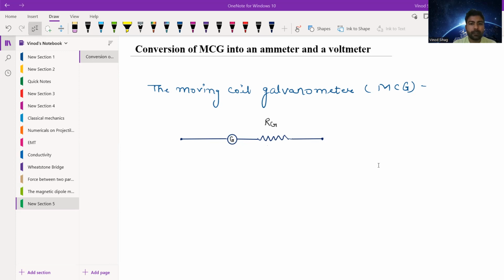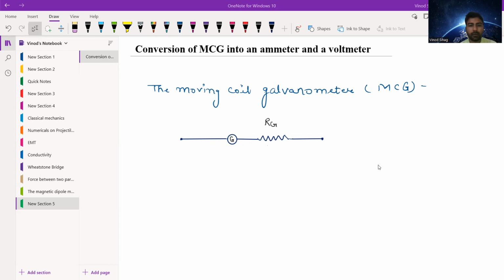So basically, the box diagram of galvanometer can be drawn like that, where the symbol for galvanometer is G, and then the resistance. We know that every electronic gadget will have some resistance. So the galvanometer will also have some resistance, and that resistance is named as RG, capital RG. That's how we represent a moving coil galvanometer.